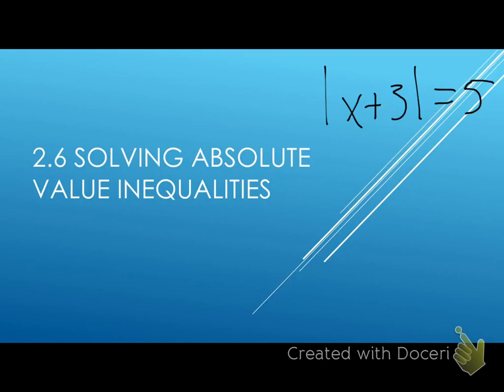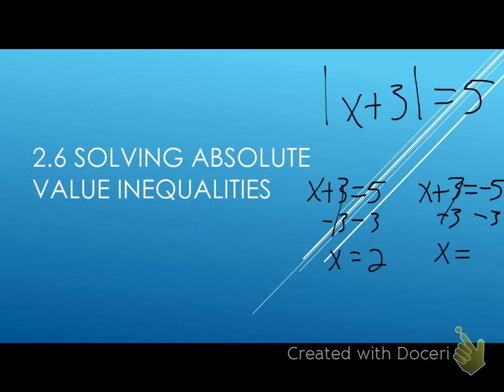What does the first one look like? X plus 3 equals 5, exactly the same without the bars. What was the second one? X plus 3 equals negative 5. With our absolute value inequalities, we'll do something similar, but there will be a little bit of difference. And then we solve these. Subtract 3, we get 2. Subtract 3, we get negative 8. Is everyone okay with that?